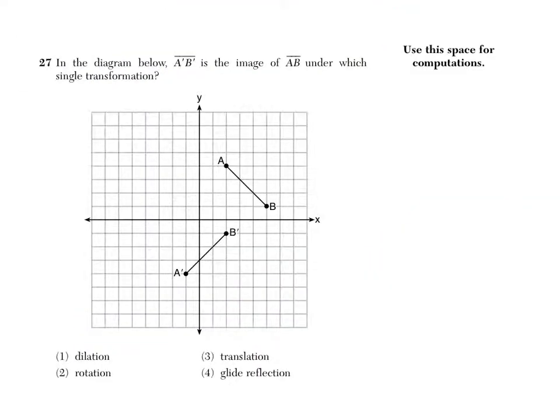Number 27 says, in the diagram below, A prime B prime is the image of AB under which single transformation? So we have to figure out what's happening here. Is it a dilation, rotation, translation, or glide reflection? Now, a dilation is a shrink or grow.